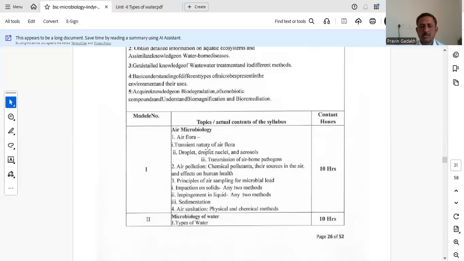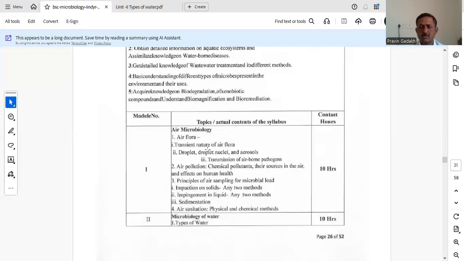Also, we have to discuss what is meant by air pollution with respect to chemical pollutants, their sources in the air, and their effect on human health. In this, we have to discuss the principles of air sampling, how we can determine the quality of air with respect to the microbial load present in that air.